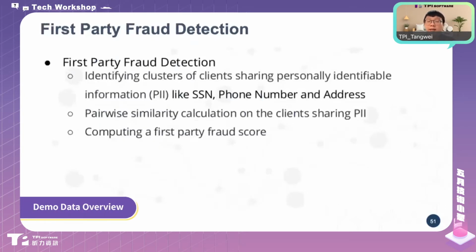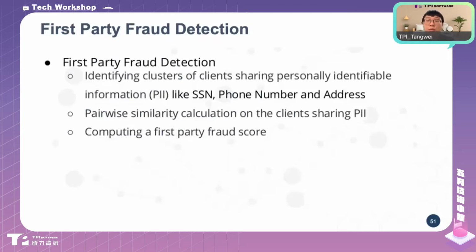So in the previous slide, we want to detect first-party fraud. So how should we do that? Well, here are some main concepts in first-party fraud detection. First, we need to identify the cluster of clients who share personally identifiable information, so we call it PII, such as sharing the same SSN, or the same phone number or address. Second, we need to calculate the pairwise similarity on the clients who share the PII. And finally, we will compute a first-party fraud score to label the potential first-party fraudsters.